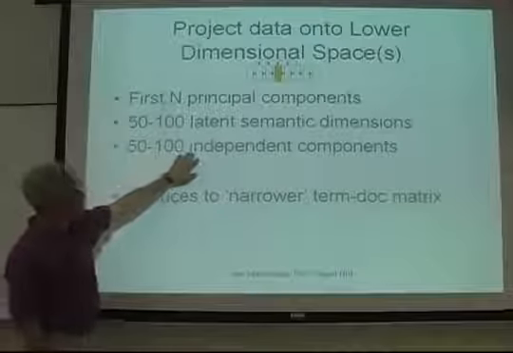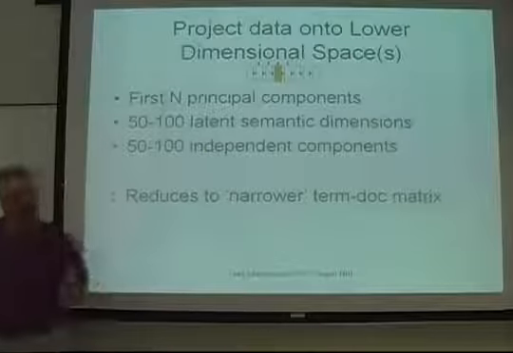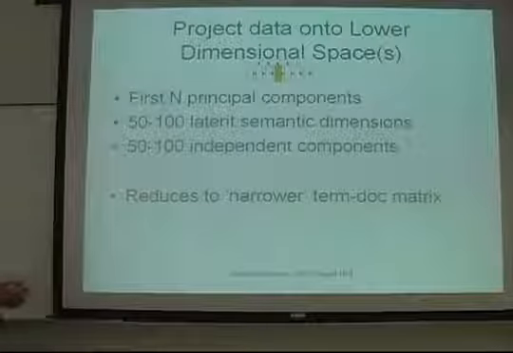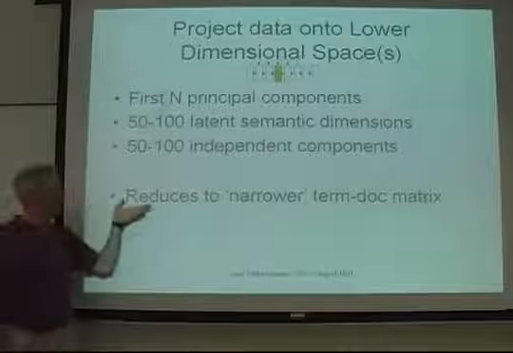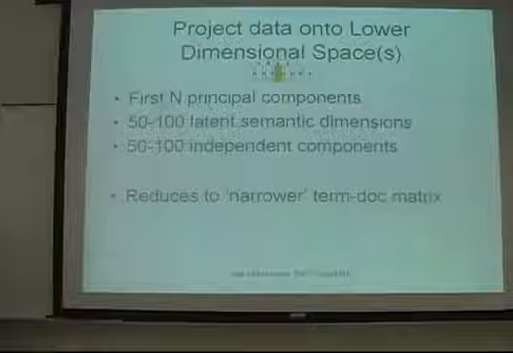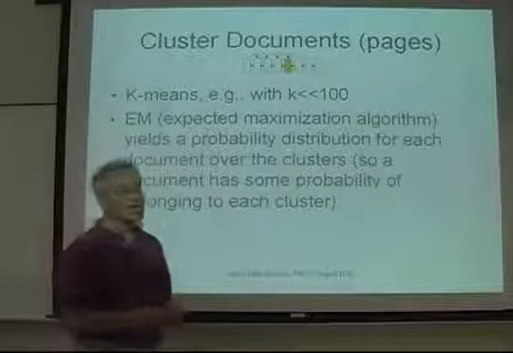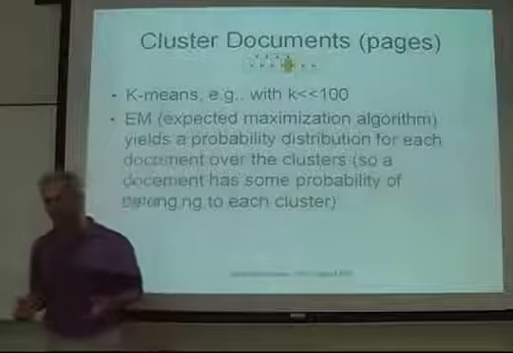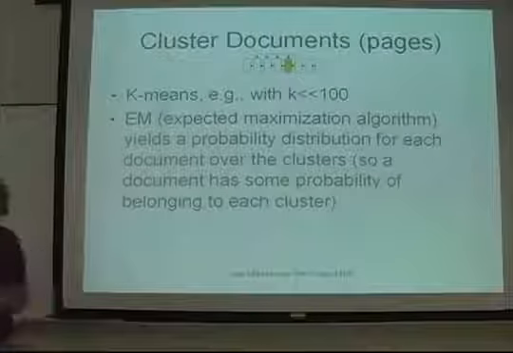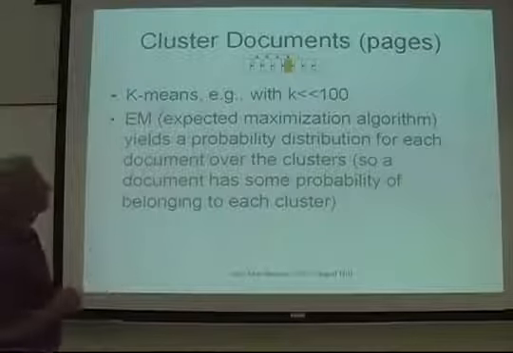And we tried some work with independent components analysis. None of these were magic bullets. They all sort of had their pros and cons. But the result, in any case, is to reduce us to a narrower, smaller term document matrix. Now, once we have that smaller term document matrix, we can actually use clustering algorithms and run them in reasonable amounts of time on reasonable kinds of desktop machines.